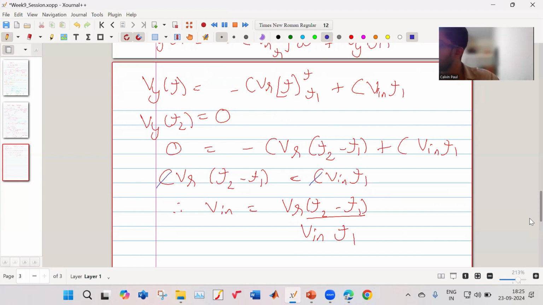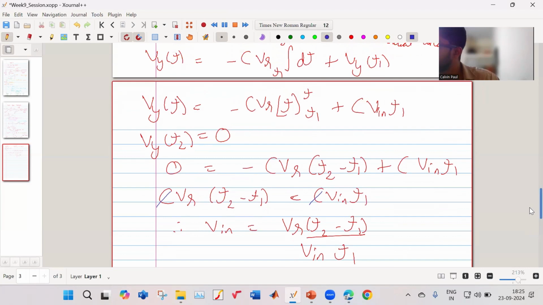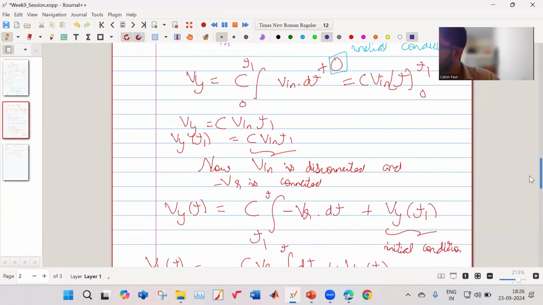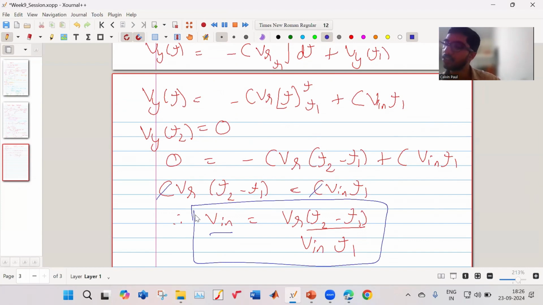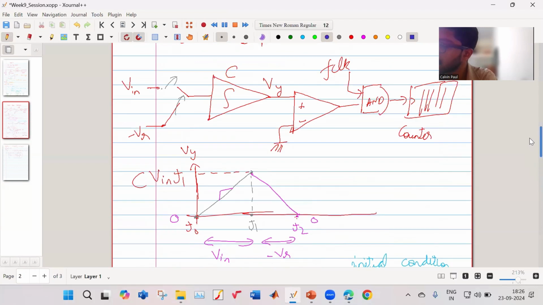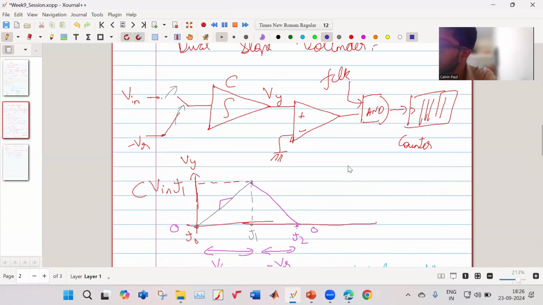Okay. So I hope this derivation is clear. This is my derivation of my voltage. Now, how do we measure T2 and T1? T1 and T2 are measured using your counter.